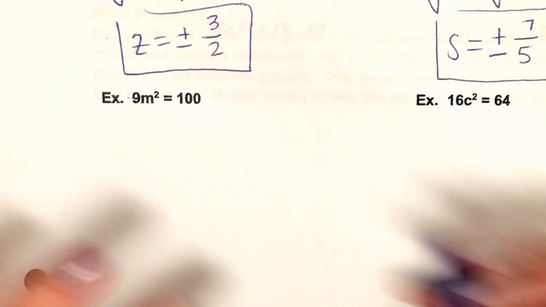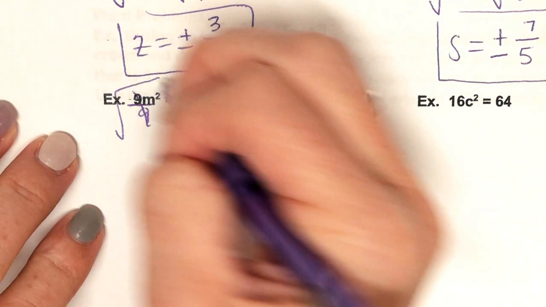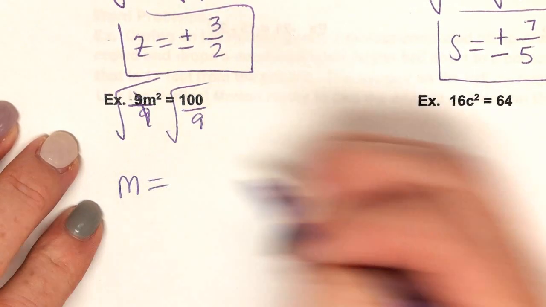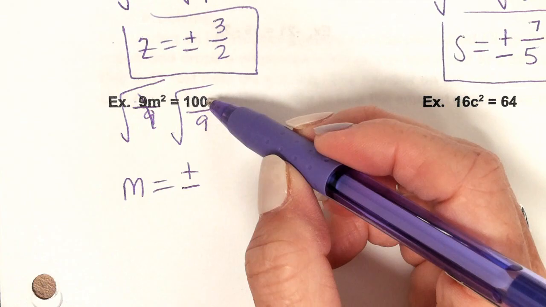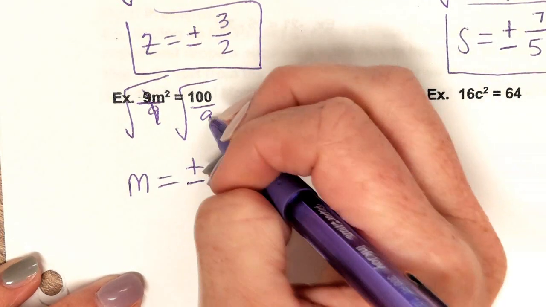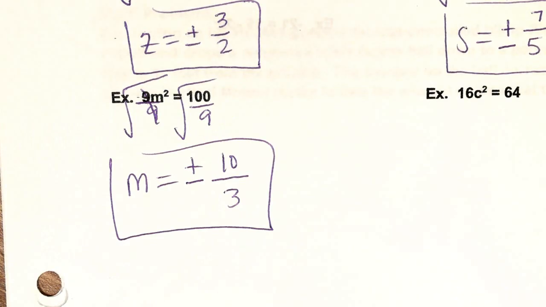Okay, moving on. Divide by 9 on both sides. And then square root both sides. So m is equal to the positive and negative. What's the square root of 100? 10. What's the square root of 9? 3. So it would touch the x-axis at positive 10/3 and negative 10/3.